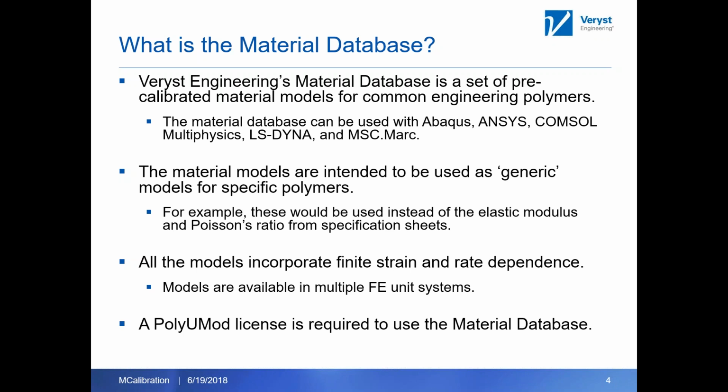All the models that we've developed have finite strain capabilities, and they're all rate dependent. We also have the models available for different unit systems that we'll go over in a second. Currently, to use the Veryst Material Database, you have to have a PolyUMod license. It checks out tokens for the PolyUMod license just as you would if you're using a PolyUMod material model. And that depends on your finite element solver, how those tokens are handled.